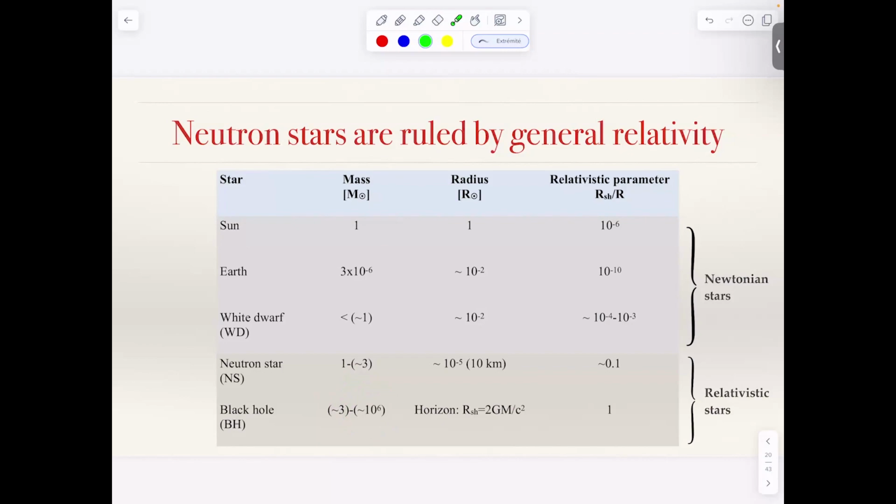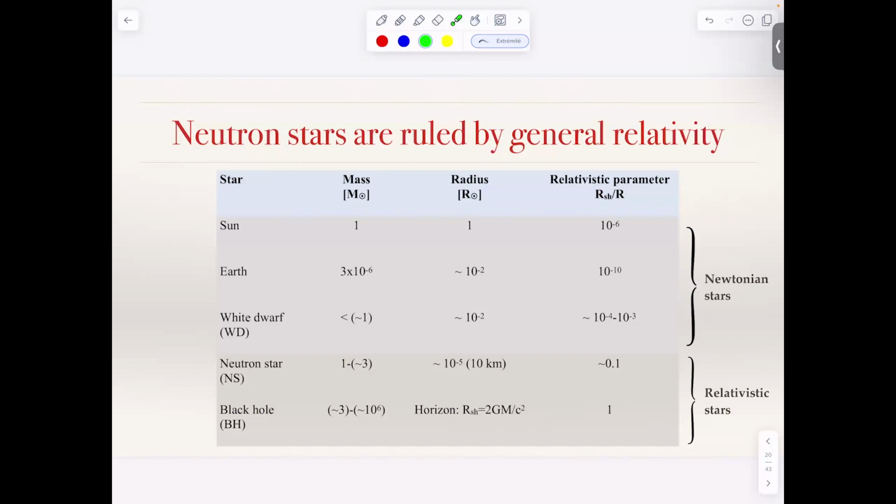You also have the radii in units of the Sun's radius. So for the Earth, it is small, and for the white dwarf, it is also a small fraction. But for a neutron star, which is even more compact, it's even smaller. So it's about 10, 12, 13 kilometers. And for a black hole, the radius is not a very well-defined quantity. So we'll take the Schwarzschild radius as an estimate of a scale for a black hole.